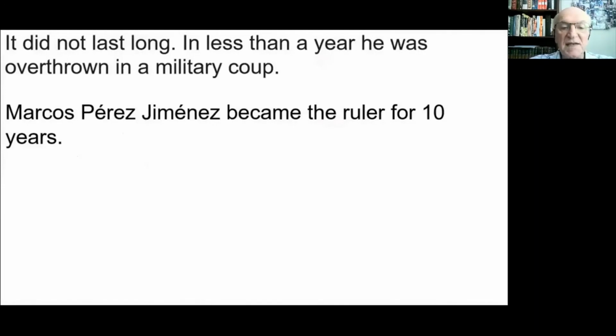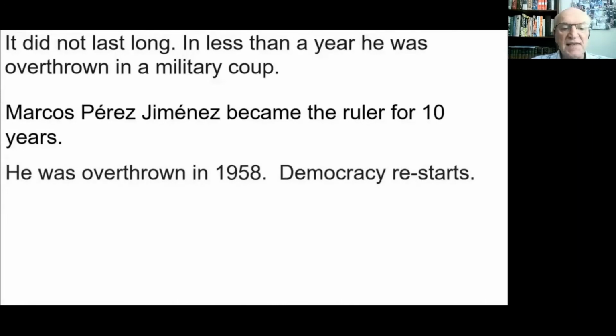Marcos Pérez Jiménez became the ruler for 10 years. He was not a caudillo. He ruled by sheer force, military power. But that's the way it was. At this time, you may remember some of the names. You may remember the name of Marcos Pérez Jiménez and the names of some other people I'm going to mention. So Marcos Pérez Jiménez was overthrown in 1958.